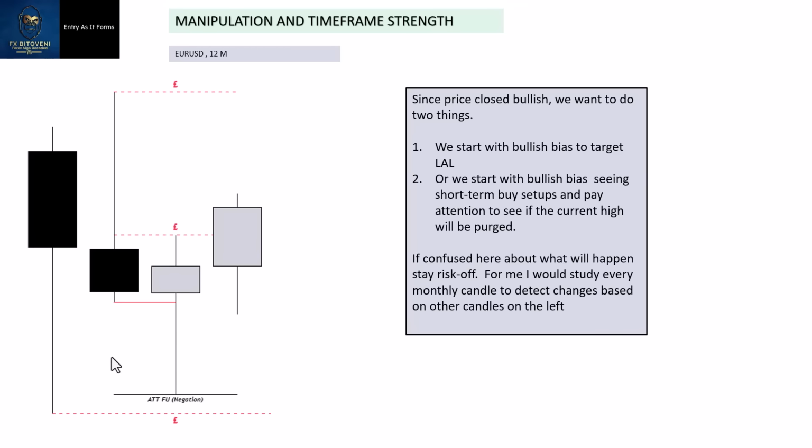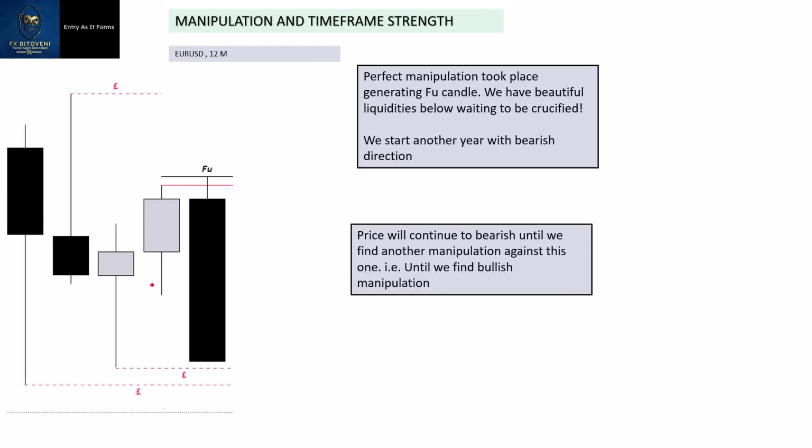Now, as you can see, price traded higher, taking all the high, and then it purged, creating a strong FU to the downside. Hope you can see that. So perfect manipulation took place, generating a FU candle. We have beautiful liquidities below waiting to be crucified. We start another year with a bearish direction.